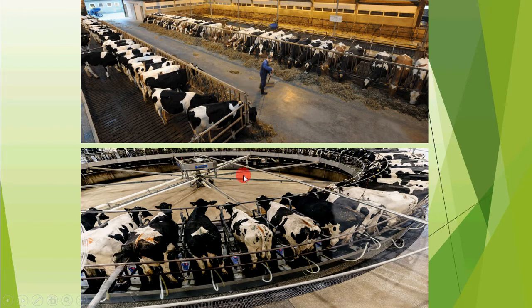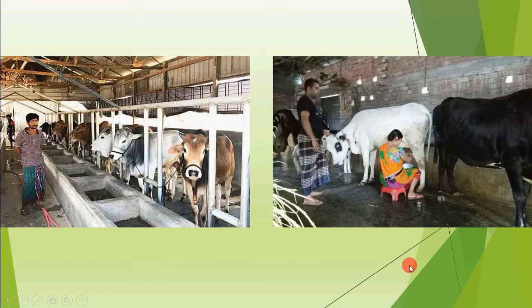Next, you can see two pictures here, one at the top and the other at the bottom. The first picture is a modern dairy farm in a foreign country, where you can see the farm is very neat and clean and maintains a proper system. This is a modern dairy farm abroad. In the bottom picture, this is a modern dairy farm where they collect the milk from the cow, and they use a machine to collect the milk from the cow's udder.